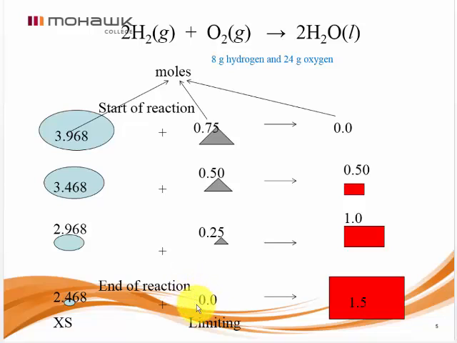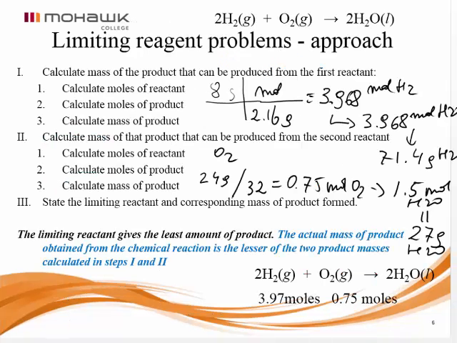After a certain period of time that depends on the kinetics of the process, we will find out that oxygen would be the first reactant that disappears inside the reactor, and we are left with 2.468 moles of hydrogen. Therefore, hydrogen would be the component that is in excess. At the end of the process, we will produce 1.5 moles of water.